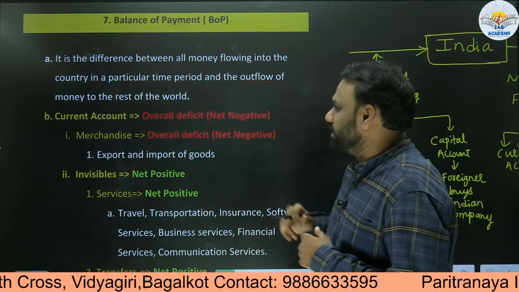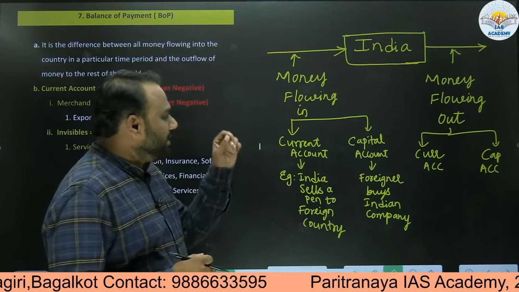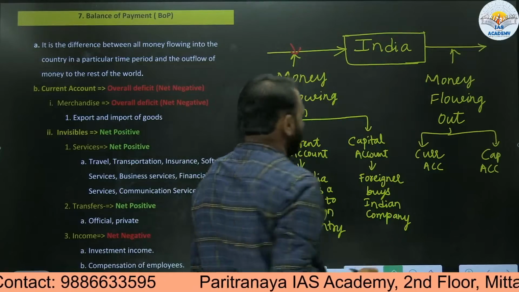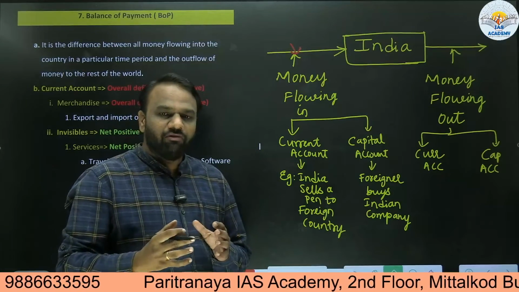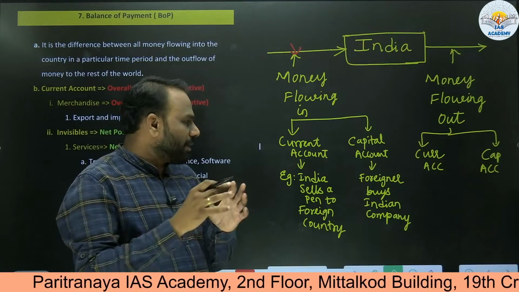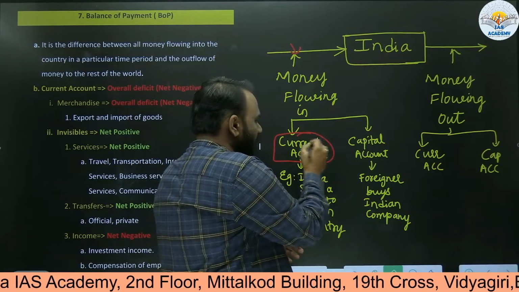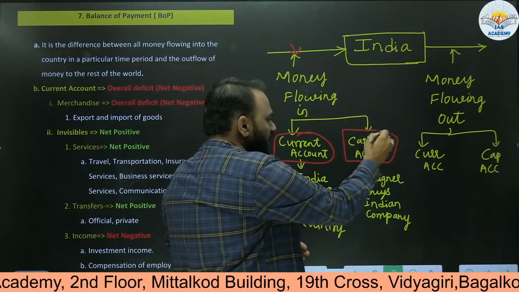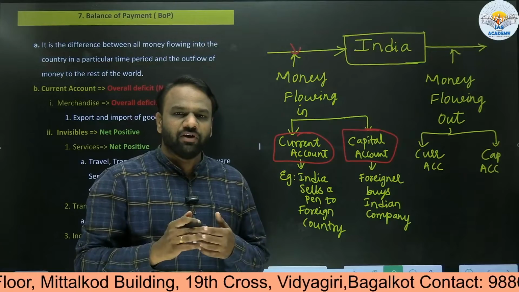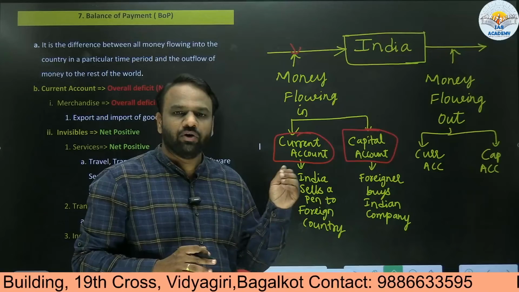Now let us look into the components. When money is coming into India, we are classifying it into two different categories. One type of money will go into the current account, and another type of money which comes into India goes into the capital account. Why have we segregated it into current account and capital account? Just for the convenience of maintaining these records. Otherwise, it is beyond the scope of our discussion. We shall not go beyond it.